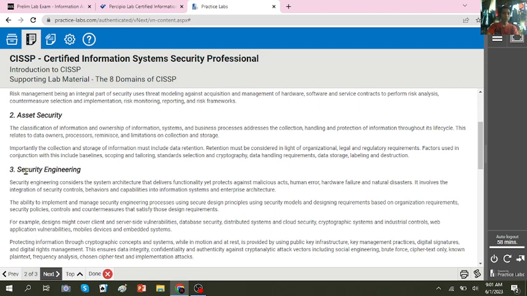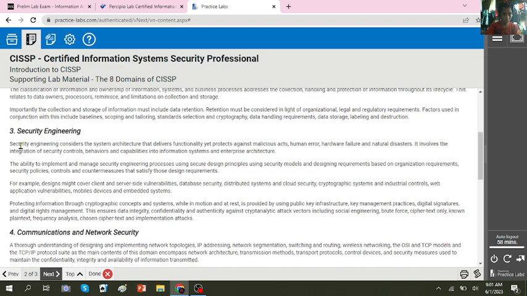Number 2, asset security. The certification of information and ownership of information systems and business processes addresses the collection, handling, and protection of information through its life cycle. This relates to data owners, processors, remanence, and limitation of collection and storage.